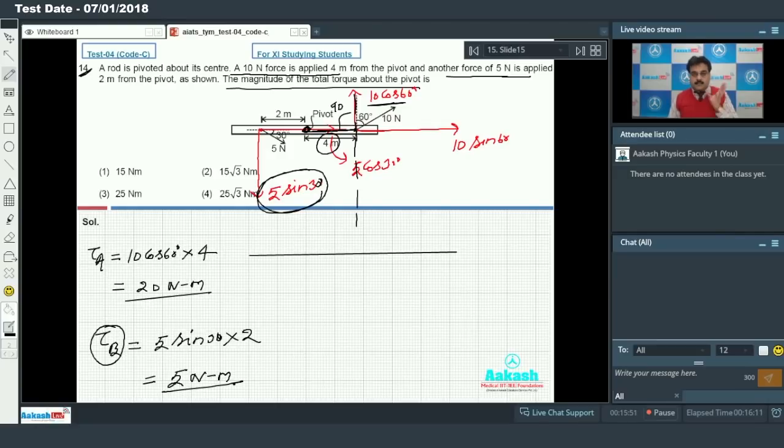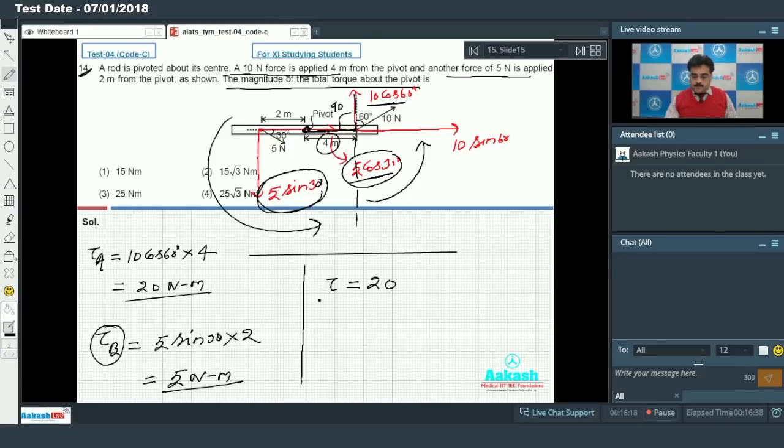But now I am going to take the sense of rotation of these two torques. The 5 cos 30 force will create a torque in the anti-clockwise direction, and 5 sine 30 will also create a torque in the anti-clockwise direction. So for the net torque, we can add them. The first torque is 20 and the second is 5. So the total torque will be 25 Newton meter. So my final answer is option number 3. So let's move on to question number 15.